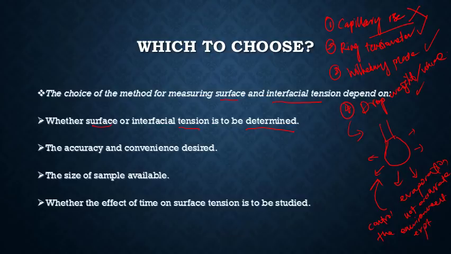And also the size of sample available. If you have a bigger size of sample, for example, 200 ml, 300 ml, you may actually go to the second and the third method. However, when you have a very little sample, you may want to try the drop weight and drop volume methods.